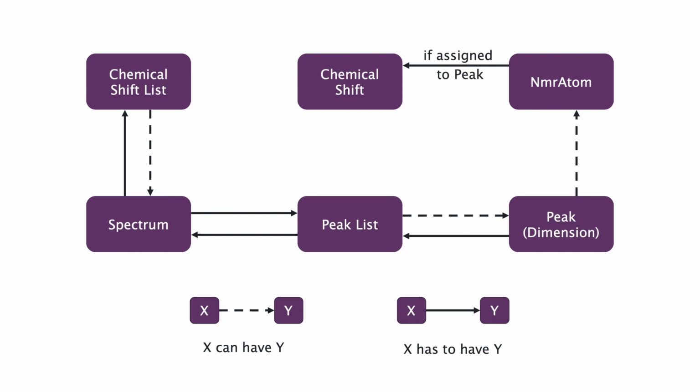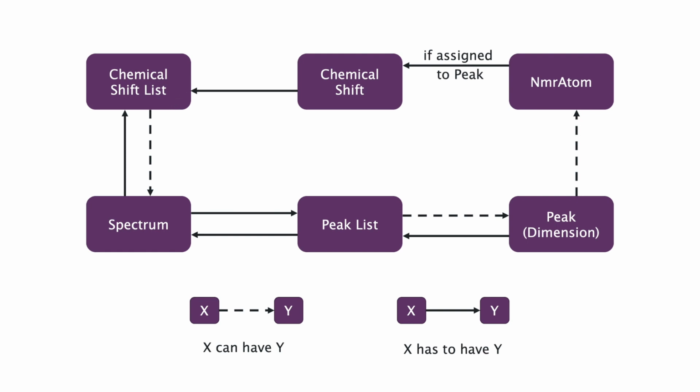And the chemical shift obviously has to sit within a chemical shift list. To work out which chemical shift list that is, the program simply works backwards from the NMR atom to the peak it was assigned to, the peak list, the spectrum, and then it gets the chemical shift list.